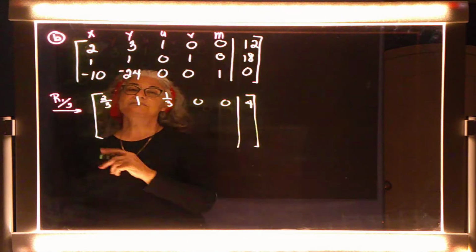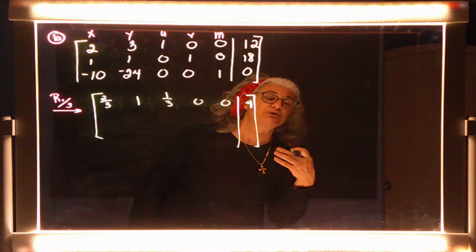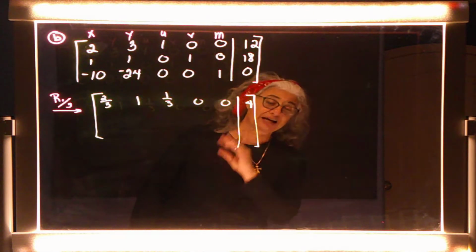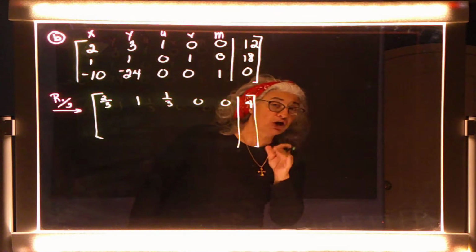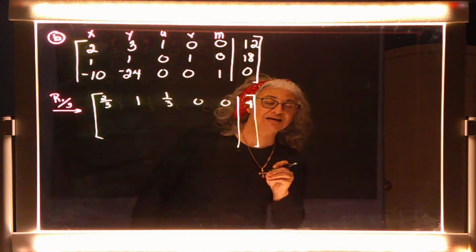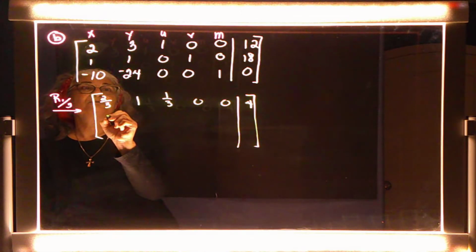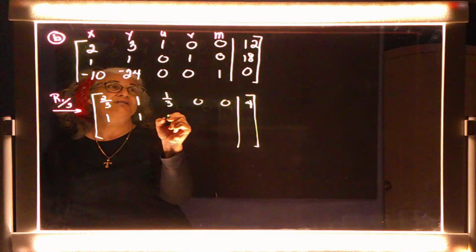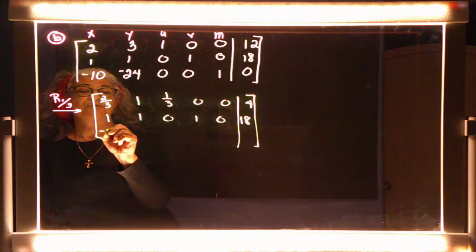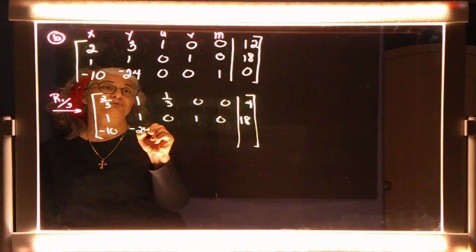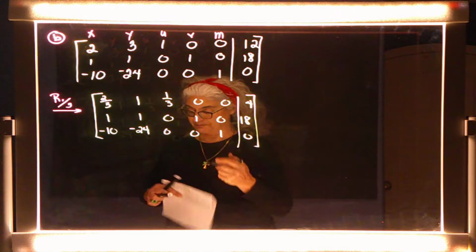Lovely. I'm going to rewrite the other two rows so that I have my full tableau so I can start making the other non-pivot numbers in column 2 to be a 0. So row 2 is a 1, 1, 0, 1, 0, 18. Row 3 is negative 10, negative 24, 0, 0, 1, and a 0.